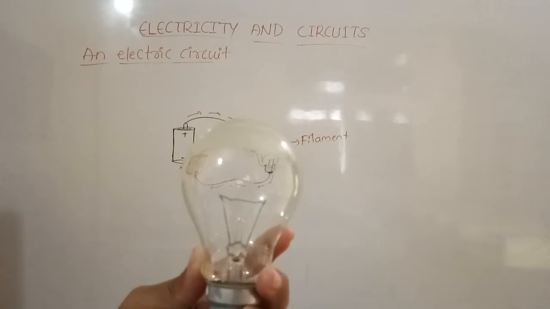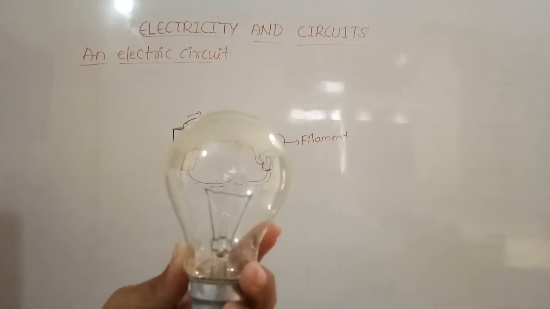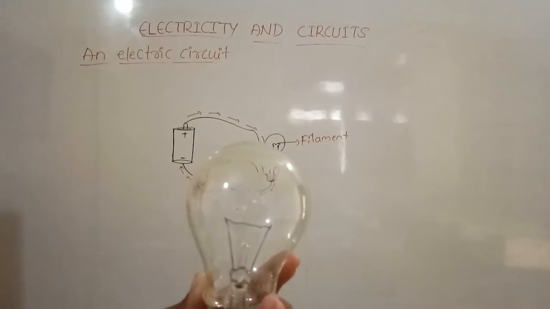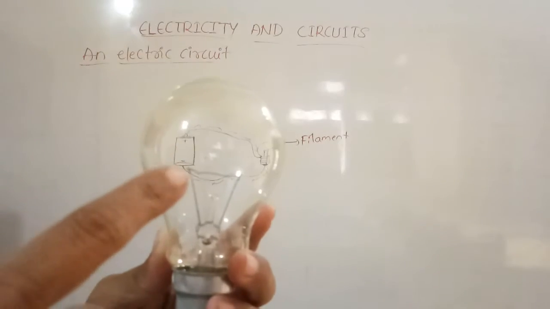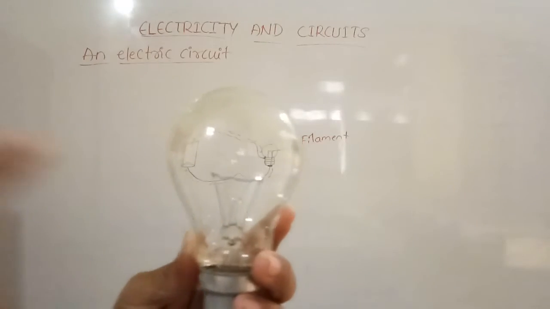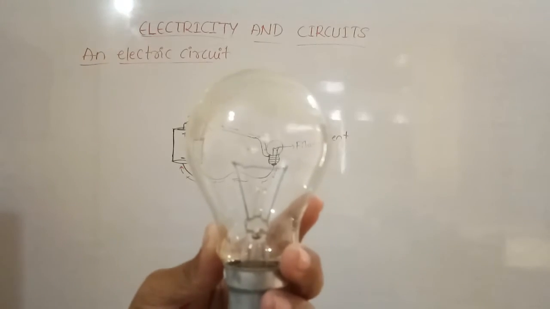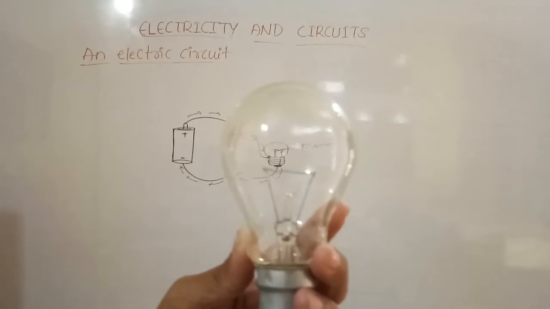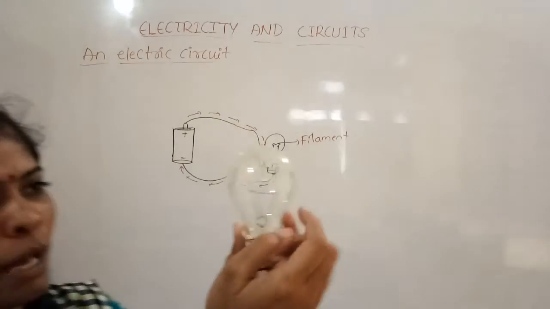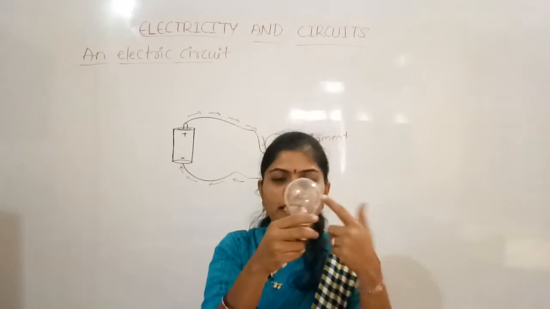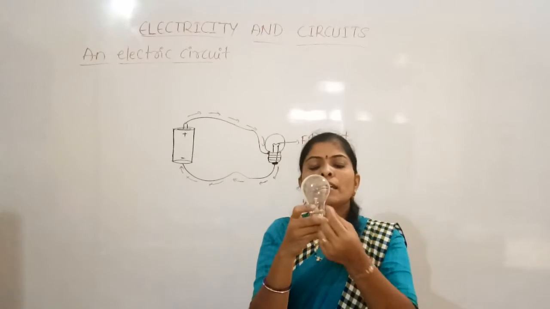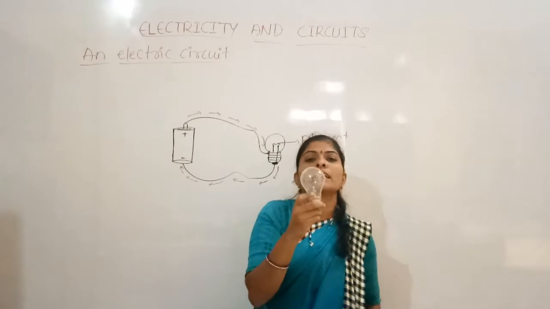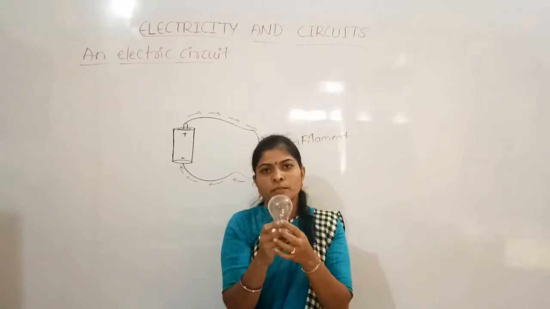So sometimes, even though the connection is proper everywhere, there may be a break in the filament. So what do we call that? The bulb may be fused. When the center filament is broken, then we say that the bulb may be fused.